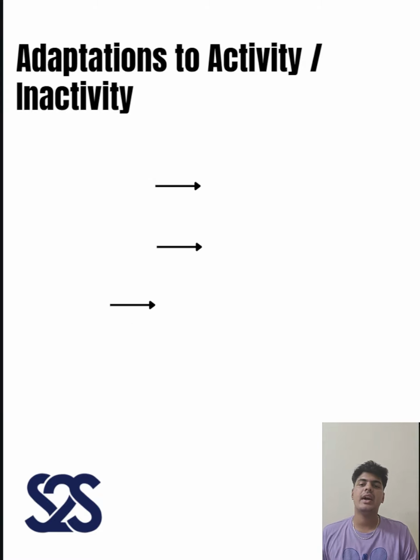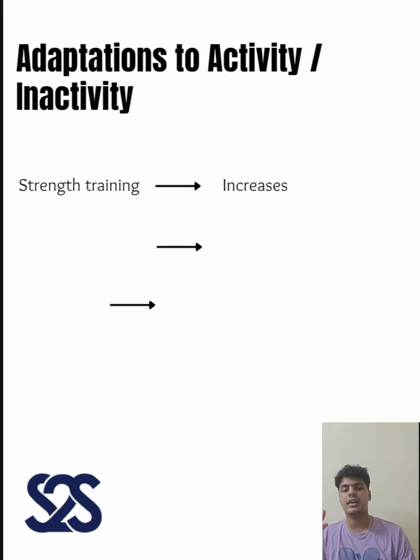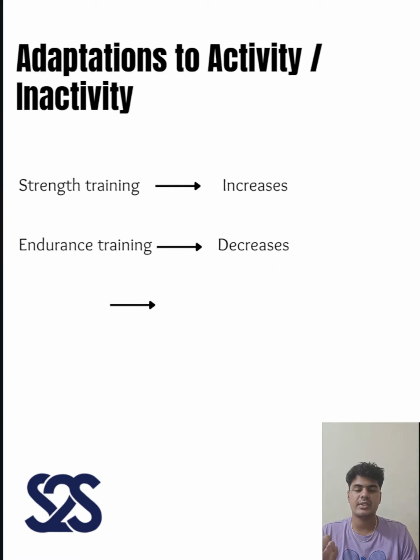Now we'll see adaptations to activity and inactivity. Majorly three of them we'll see. Strength training basically increases the rate coding. If you do strength training and focus on faster movements, it improves the rate coding. Second one is endurance training. When you're doing endurance training, you are focusing on slower, sustained action where there is more fatigue also present. It reduces the rate coding, but at the same time it improves the motor unit recruitment.